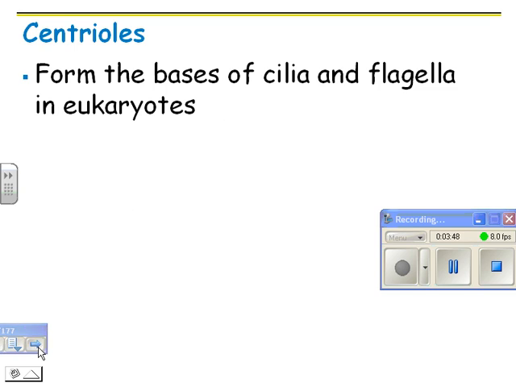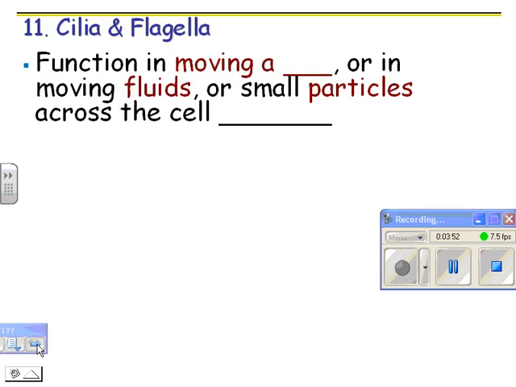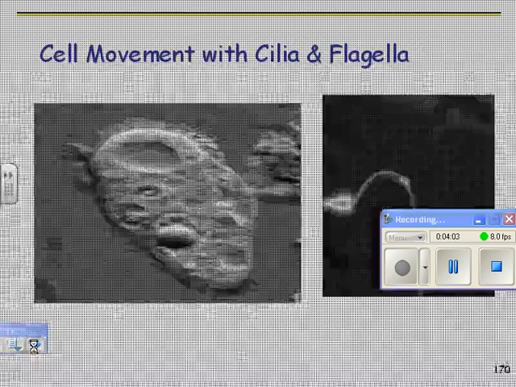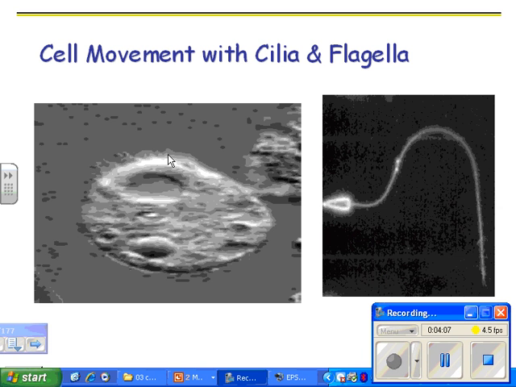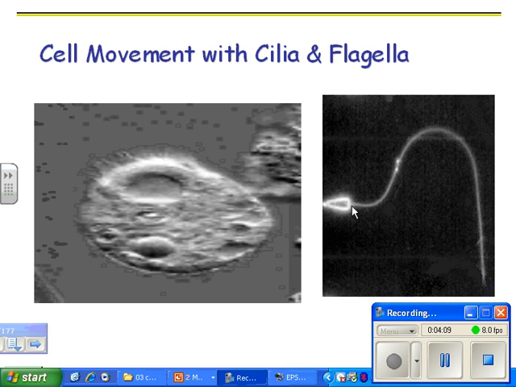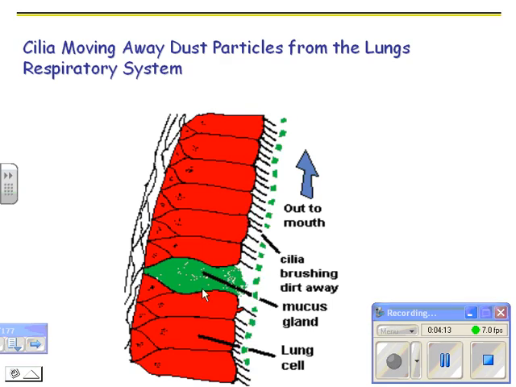Centrioles also form the basis of cilia and flagella in eukaryotes. And so let's take a look at that. The function of cilia and flagella is in moving a cell, or in moving fluids or small particles across the cell surface. So this, again, is another video I'll have to show you in class. So here are cilia, and here's a flagellum. The flagellum is the long one, and the cilia are the little ones. These are cilia moving mucus along.